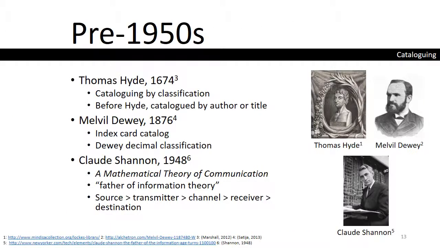Now, prior to the 1950s, we have some other ideas that start to form, like with Thomas Hyde. He was the first librarian to create a catalog that actually classified books by category. So if there were books about religion, they were put in a certain section. If there were books on kings and queens in history, they would be put in another section. But prior to Hyde's work, they were categorized by name of the author or the title of the book. So Hyde is the first person to really think of those kinds of categories.